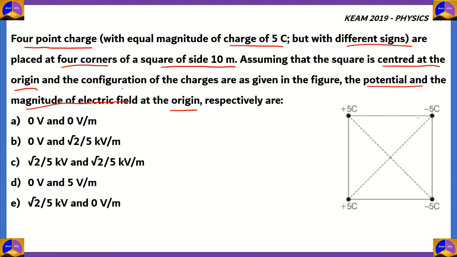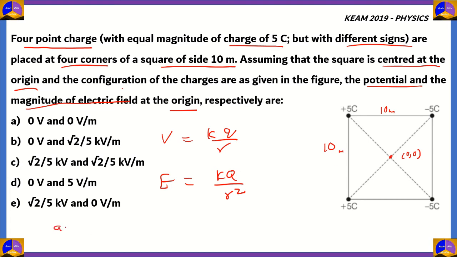So we have this particular diagram. The sides of the square are 10 meters each, and the center of the square is at the point (0, 0), so it is the origin. So how do we solve this question? Well, we need to find the electric potential, that is equal to KQ by R. We also need to find the magnitude of electric field, which is KQ by R squared. So these are the two things we need to find.